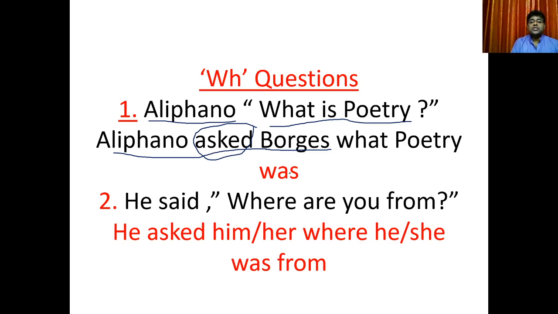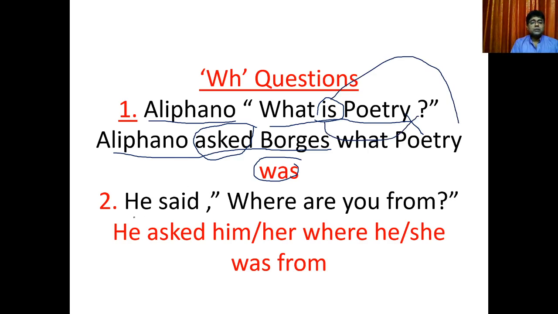Now, please see the change here. This helping verb, which was in the second position, has gone to the third position, and poetry, the object which was in the third position, has come to the second position. Please remember, in WH questions there is nothing else to add. Like in the previous one we added "that," here there is nothing to add, but the helping verb and the object change their positions. Alifano asked Borges what the poetry was.